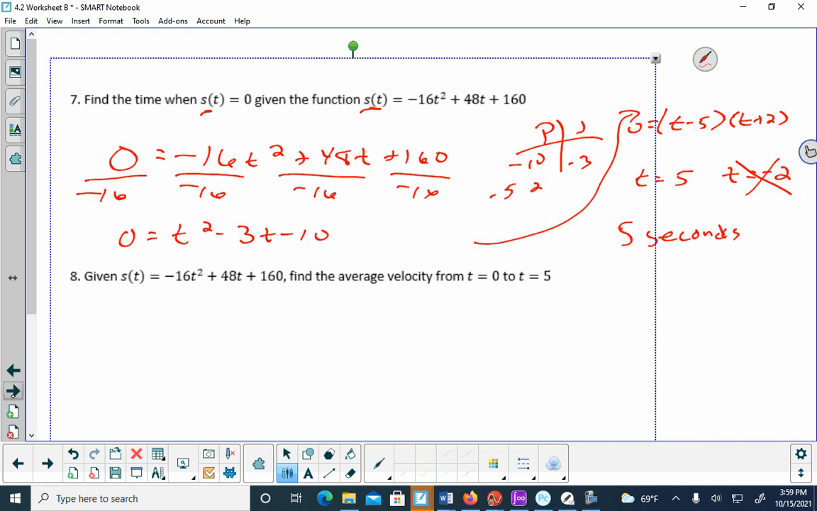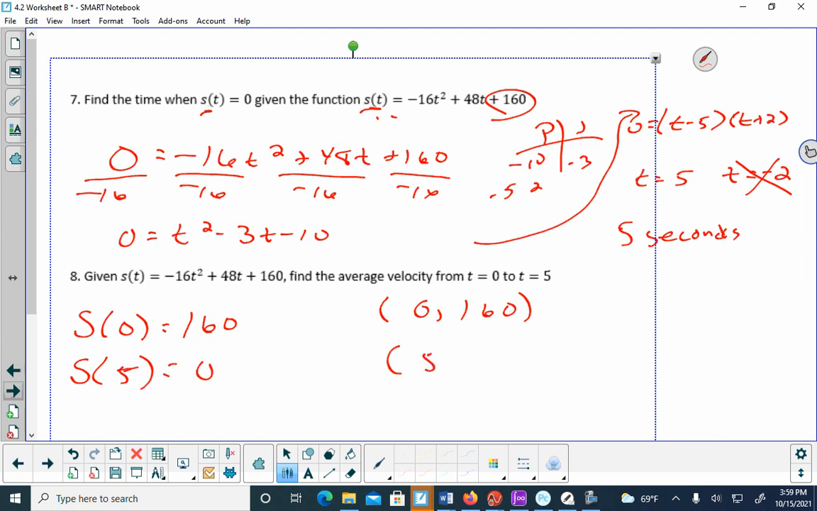Number 8, it says find the average velocity. So to find the average velocity, I'm going to find s of 0, which is my initial height. I substitute 0 into this and I'm going to get 160. So my one ordered pair is 0, 160. Then I'm going to do the s of 5, which I just did. I found that to be 0. So my other ordered pair is 5, 0.